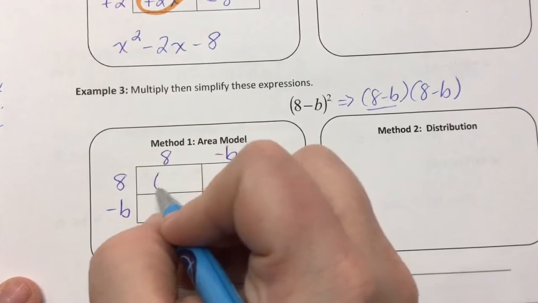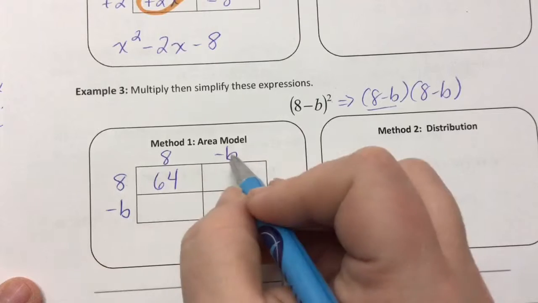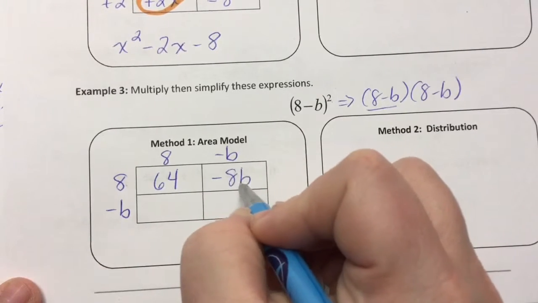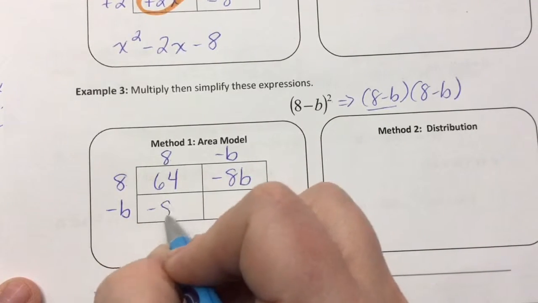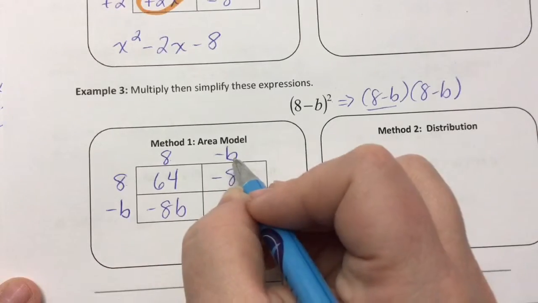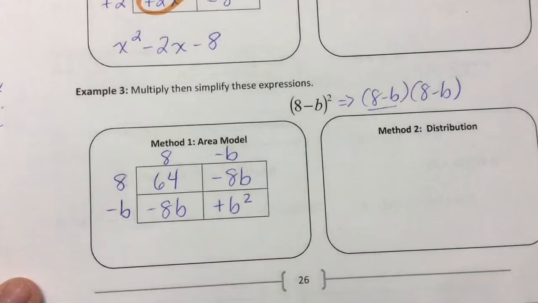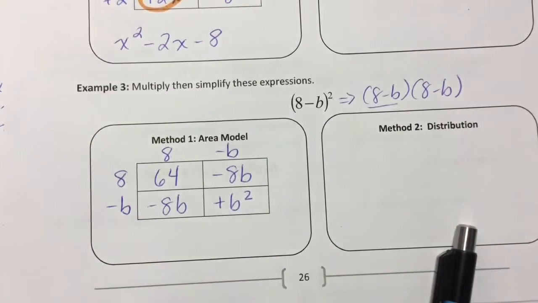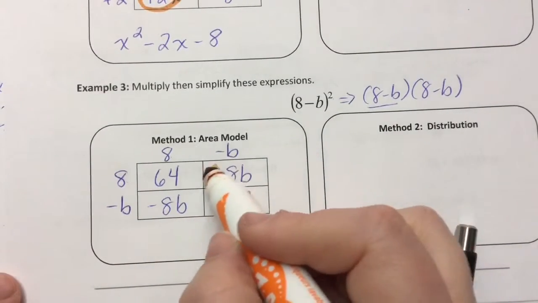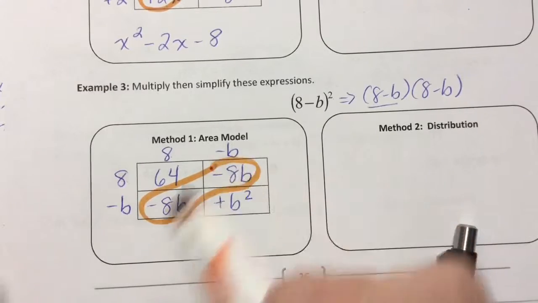So 8 times 8 is 64. 8 times negative b is negative 8b. Same thing here, negative 8b. And negative b times negative b would give me a positive b². Again, identify my like terms. And they are on the diagonal right here.